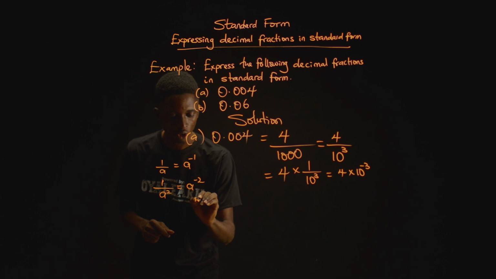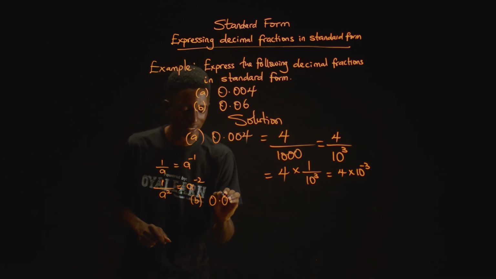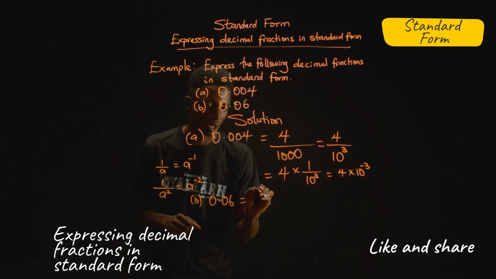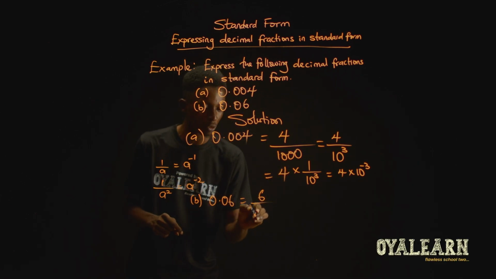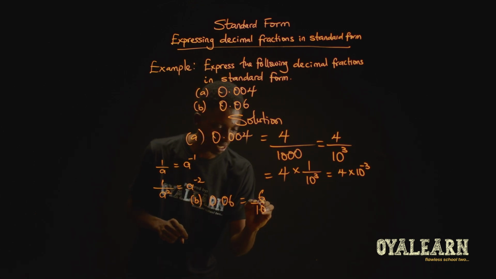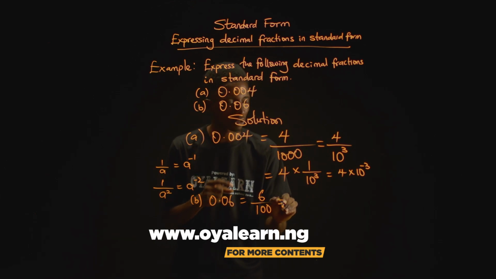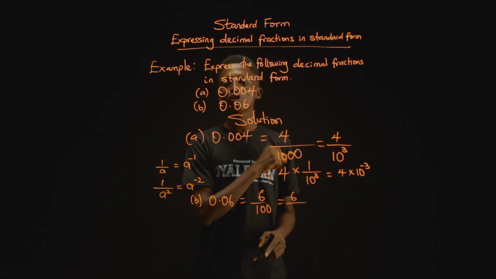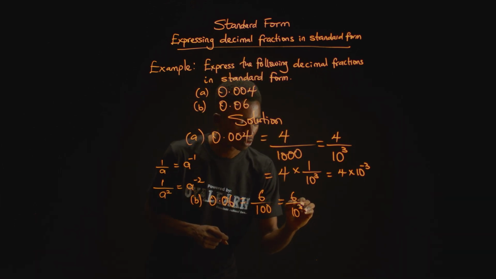Now let's do question B. Question B, we have 0.06. What this means is that we express it as a fraction where we have 6 over. Now the number that goes here would be 1 followed by 2 zeros. So that is 6 over 100. This means that we are going to have 6 over. Now writing 100 in index form would be 10 with the power of 2.